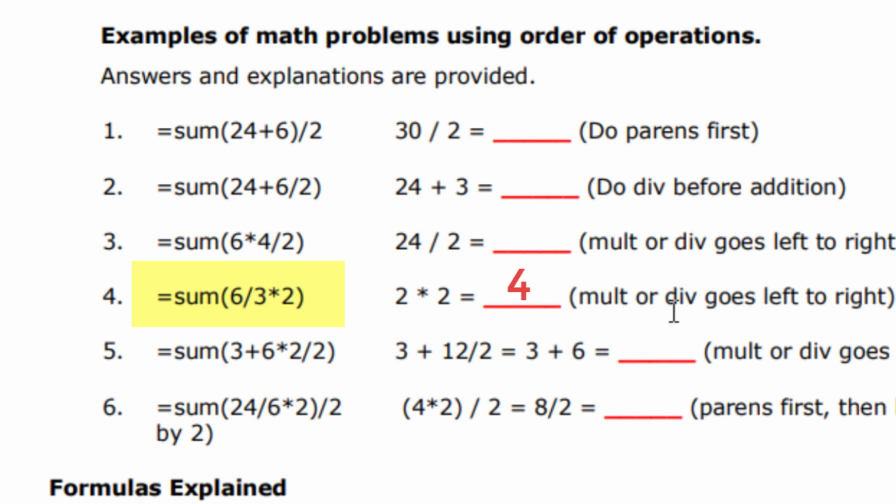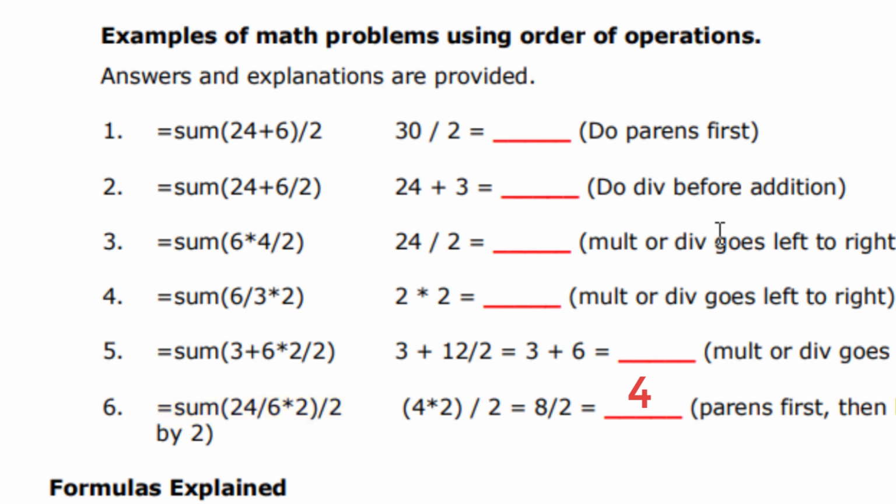This one would do the multiplication and division left to right first, so it would do 6 times 2, which is 12, divided by 2, which is 6, plus 3, which would end up being 9, so that's where it's spelled out here. And then this one would still do parentheses first, so it would do 4 times 2, which is 8, and it would do 8 divided by 2, which would be 4.